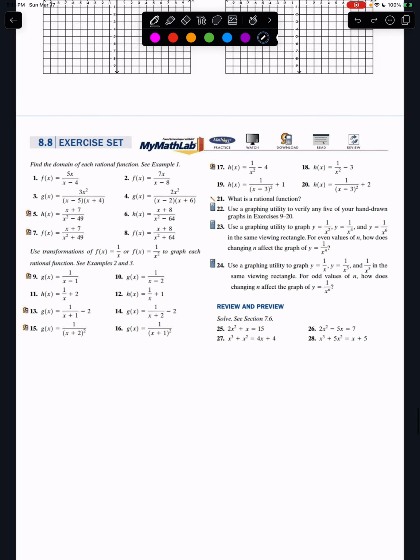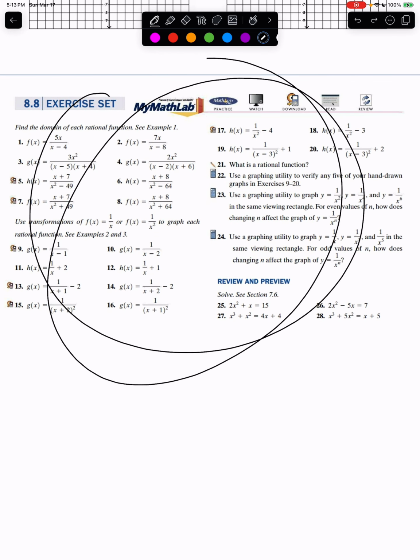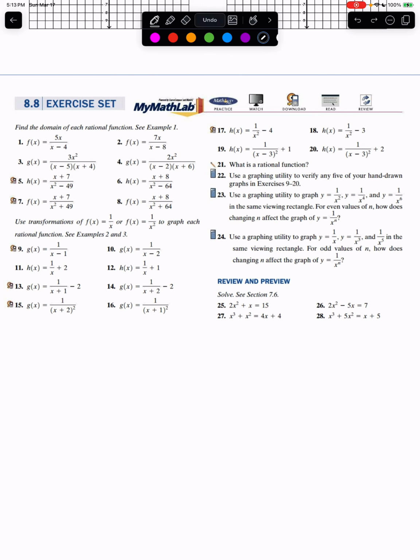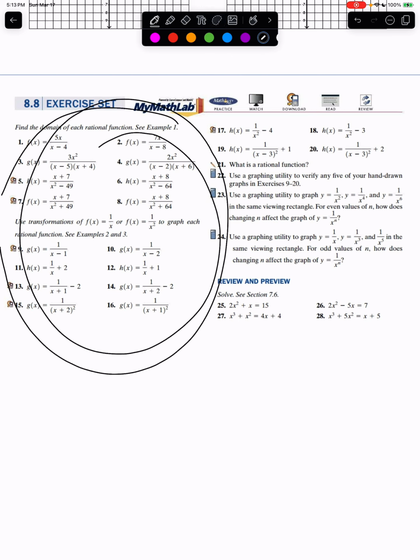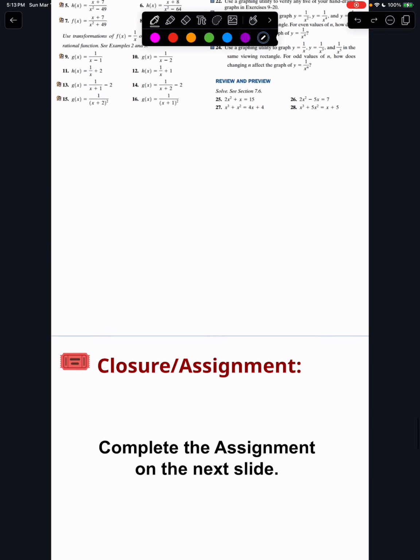And here's what we have. So these are some extra practice problems. If you want to practice this some more, or you're like, I'm not quite sure, here's all the possible practice problems for the book. You're welcome to practice these.